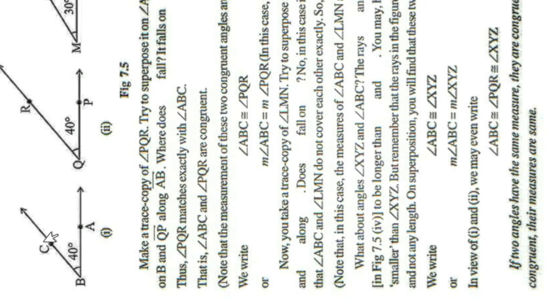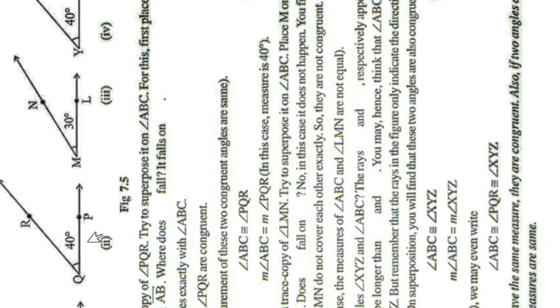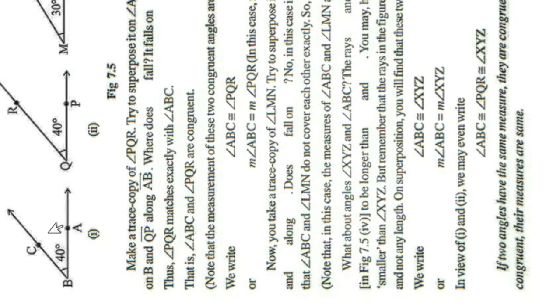Now the second activity is given: take a trace copy of angle LMN. Here is angle LMN. Then try to superpose it on ABC. This is a 30 degree angle, and we try to superpose it on ABC. Now place M on B, M will come on B, and LM will come on AB. Does MN fall on BC? Is it possible that MN will fall on BC? It will not fall because the angles are different. No, in this case it will not happen.